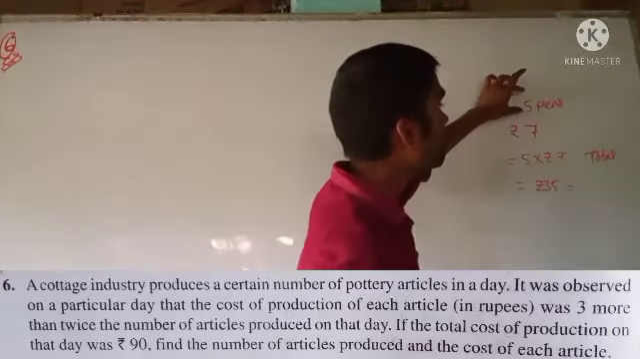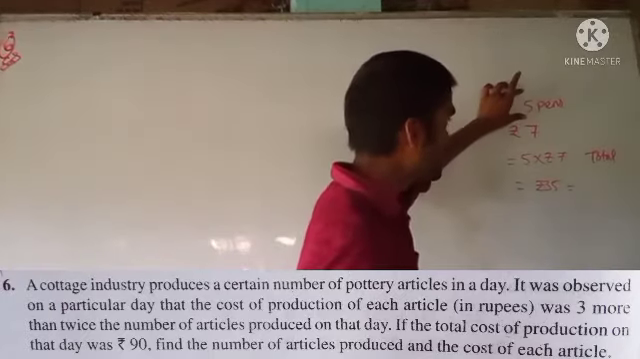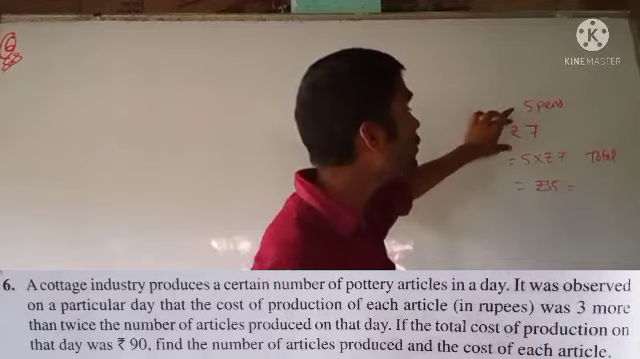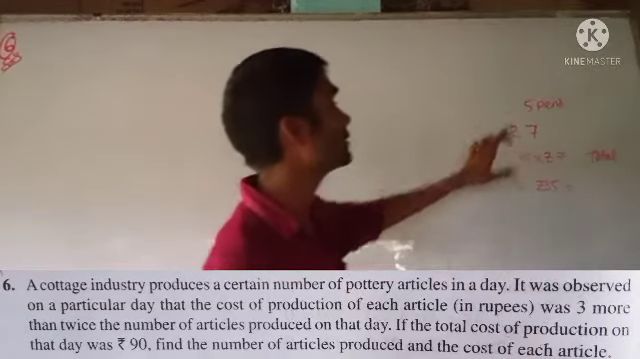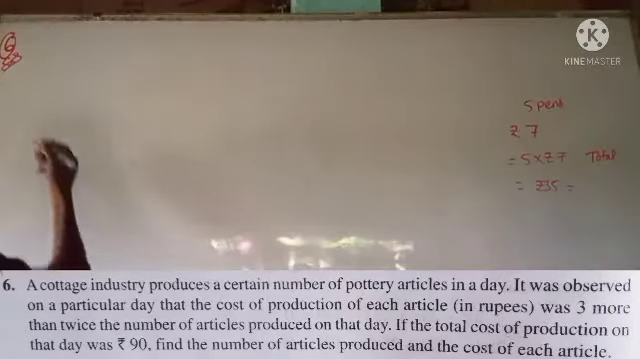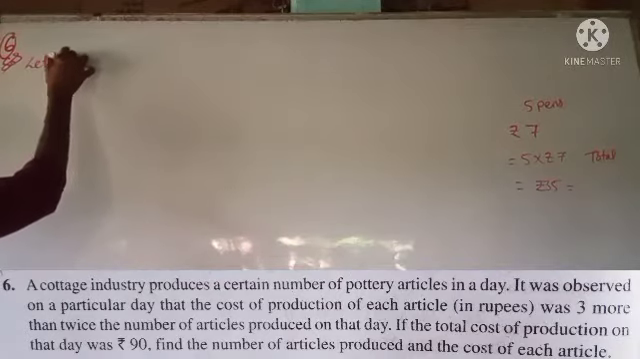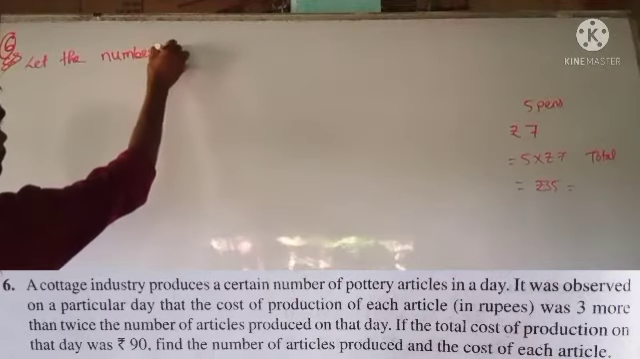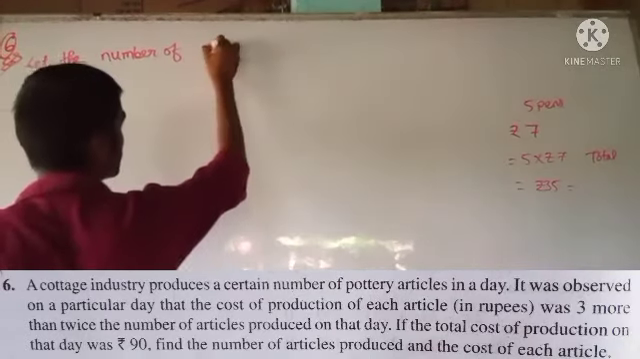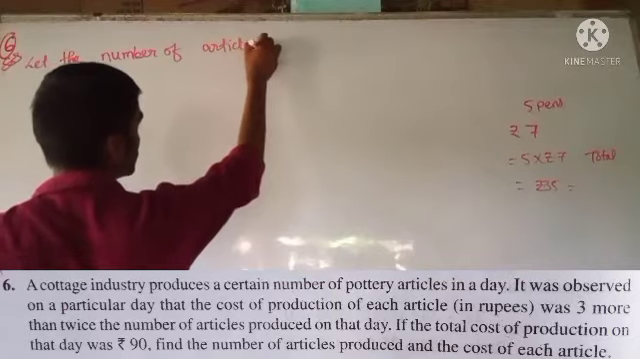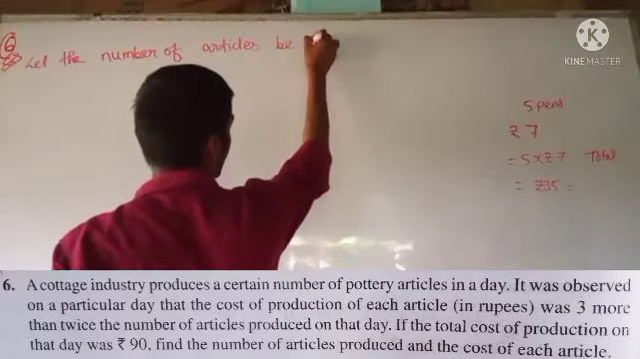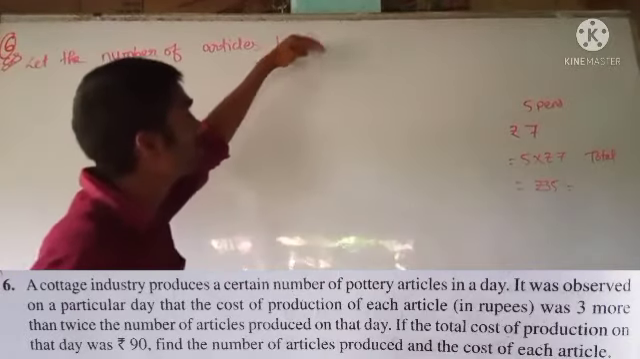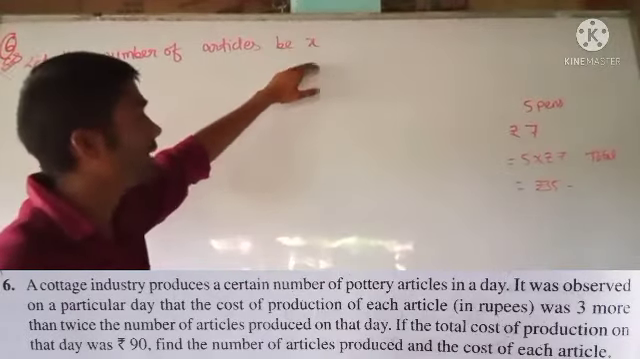So we'll use the same condition. That is, the number of articles we will take as x, since it is asked to find the number of articles and the cost of one such article. So we'll take here, let the number of articles be x. That means that cottage company is producing x number of items in that day.